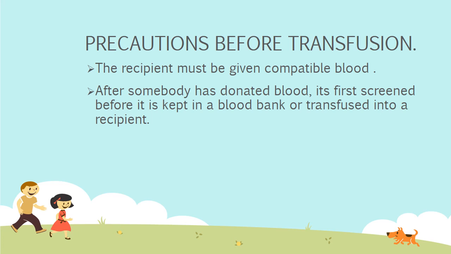Another precaution is that after somebody has donated blood, it is first screened before it is kept in a blood bank or transfused to a recipient. We have said earlier that screening is very important, because when you screen blood, you'll be able to know if there is any microorganism present in that blood which may be harmful to the other individual that you are transfusing blood to. So screening is very important. So after somebody has donated blood, the blood is first screened before it gets to a blood bank or is transfused to any recipient.